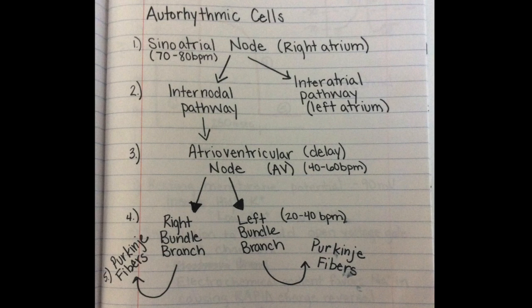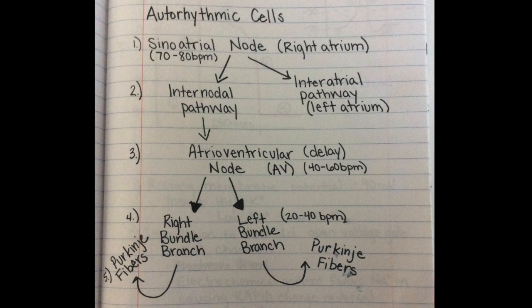Each autorhythmic cell type has its own rate of action potential generation. The sinoatrial node depolarizes at the most rapid rate of 70 to 80 beats per minute. The atrioventricular node depolarizes at a rate of 40 to 60 action potentials per minute. The right and left bundle branches and Purkinje fibers depolarize at a rate of 20 to 40 beats per minute.